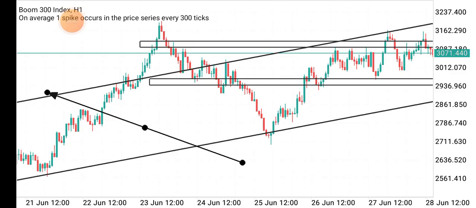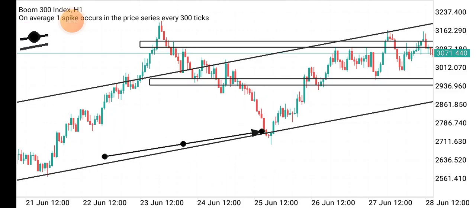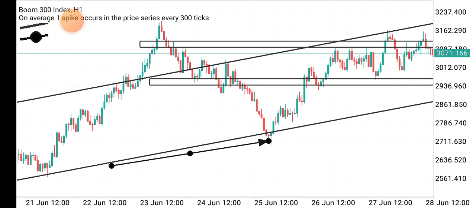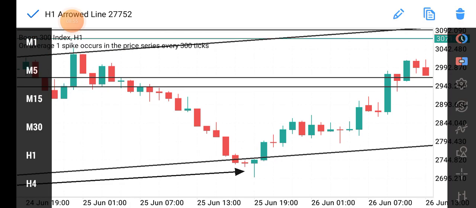For example, here we have the market got to this trend line. See what happened. It had a long wick down right here. Excuse me, let me get another arrow line.